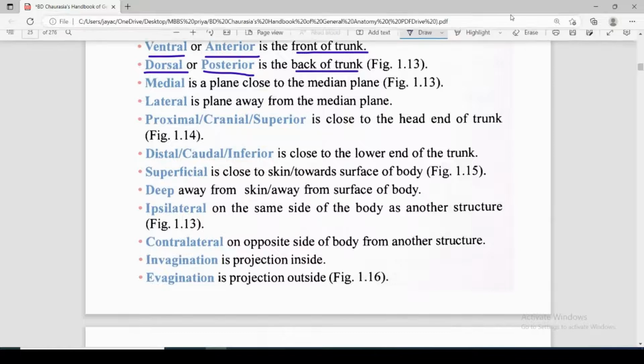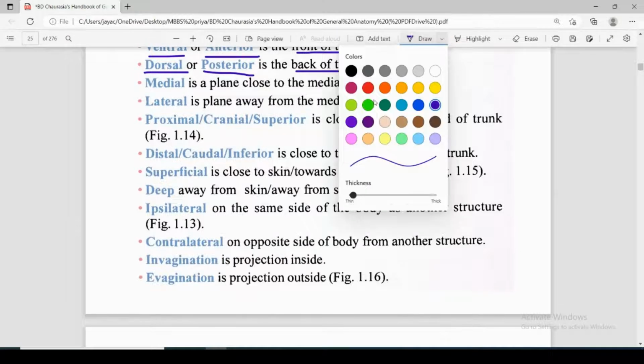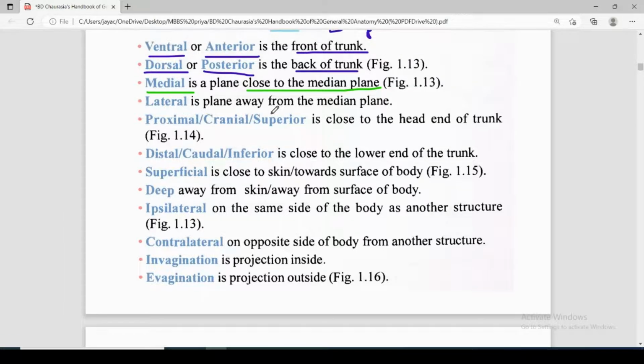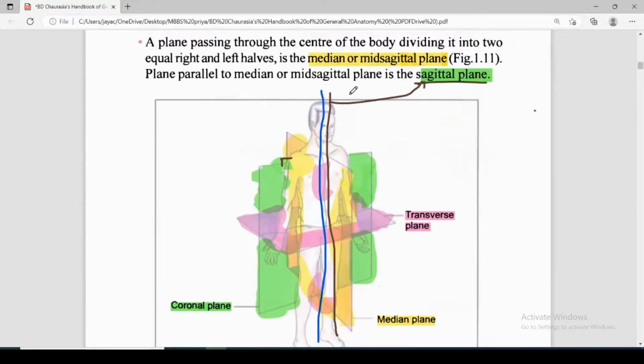And next one is the medial plane. So next one is the medial plane. Medial plane is the plane that is close to the median plane. So keep in mind, medial and lateral are very important. Medial plane is the plane that is close to the median plane. So what is median plane? So this is the median plane.